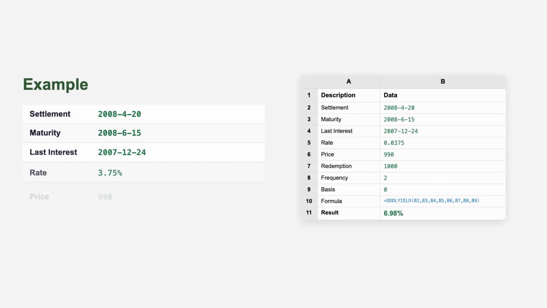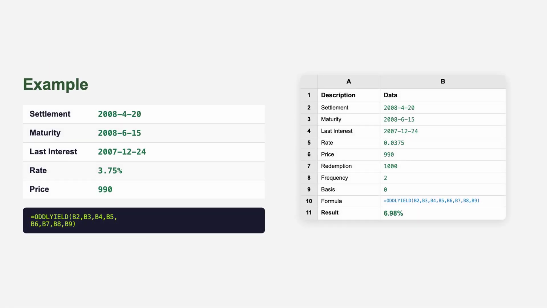Let's walk through an example. We have a bond with settlement date April 20th, 2008, maturity date June 15th, 2008, and last interest date December 24th, 2007. The coupon rate is 3.75% and the price is $990. With redemption at 1,000, semi-annual frequency, and basis 0, we enter the ODDLYIELD formula referencing these cell values.